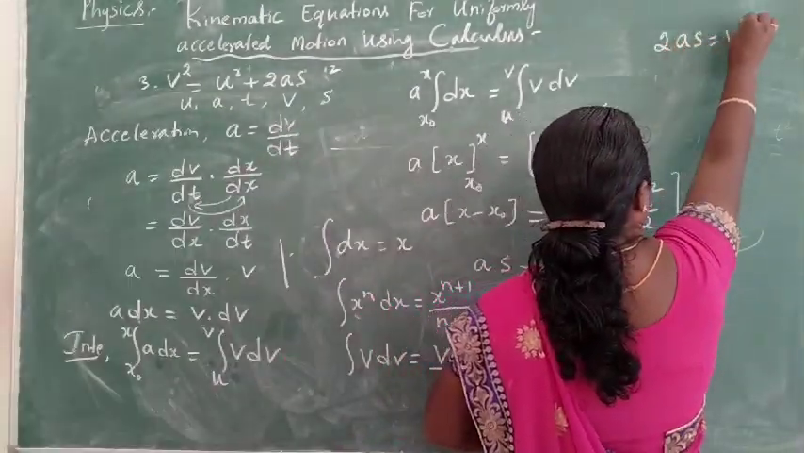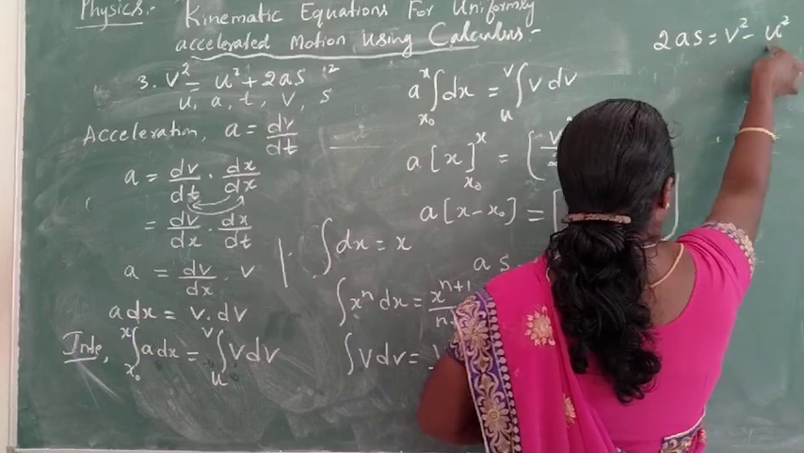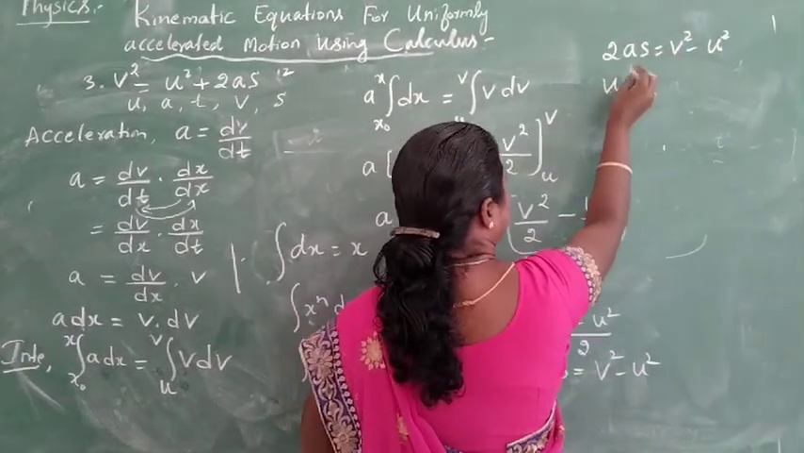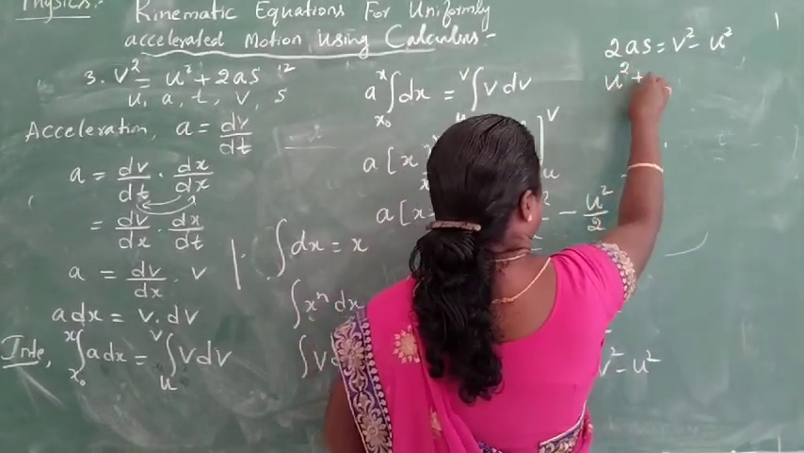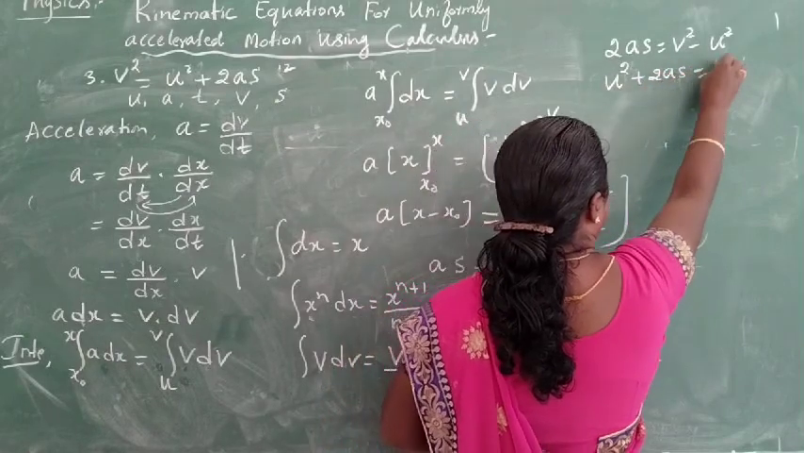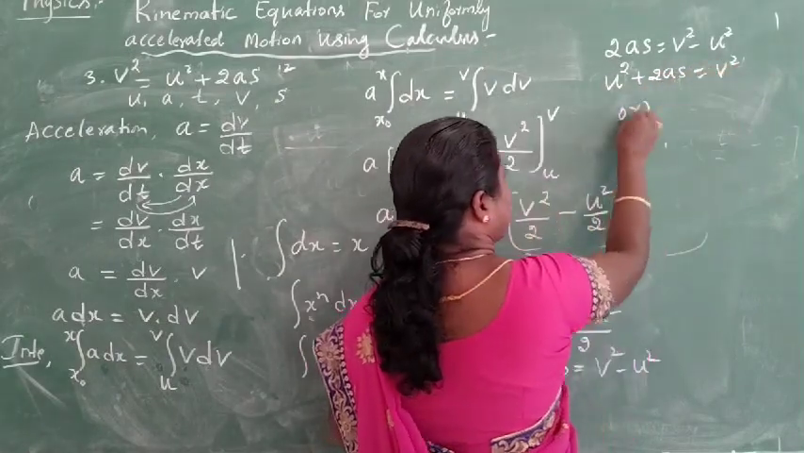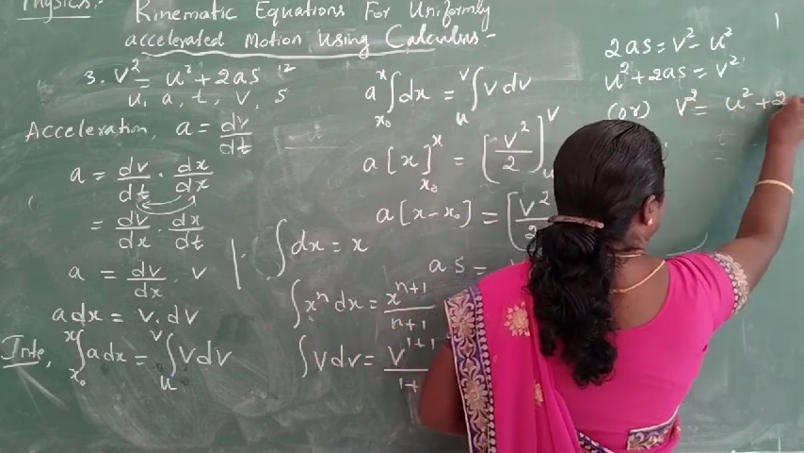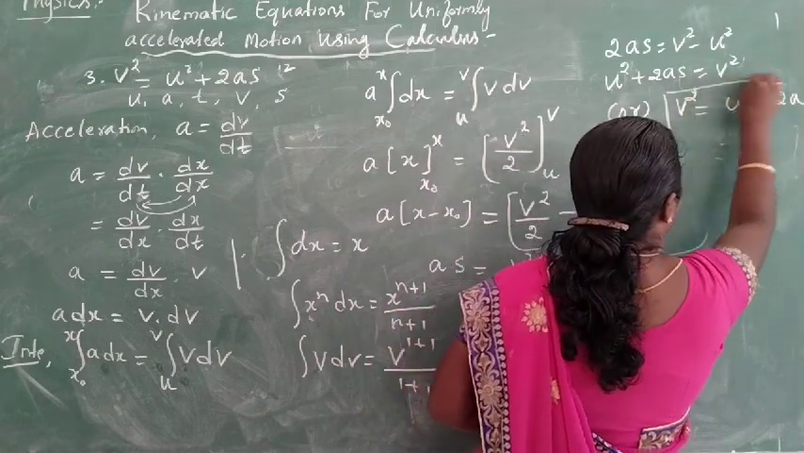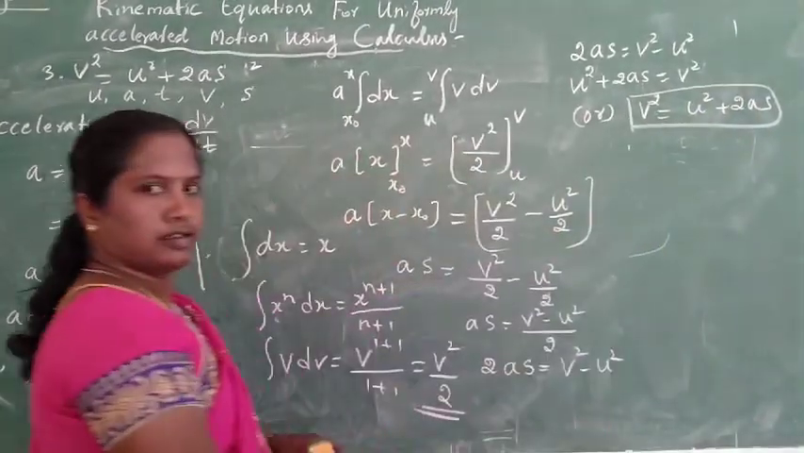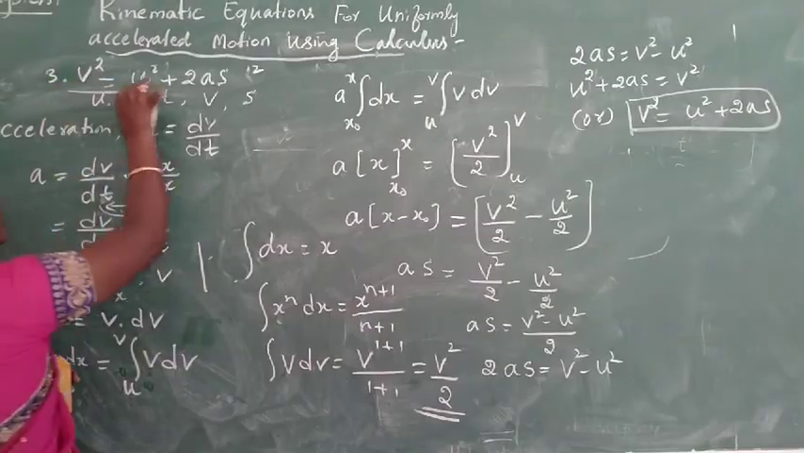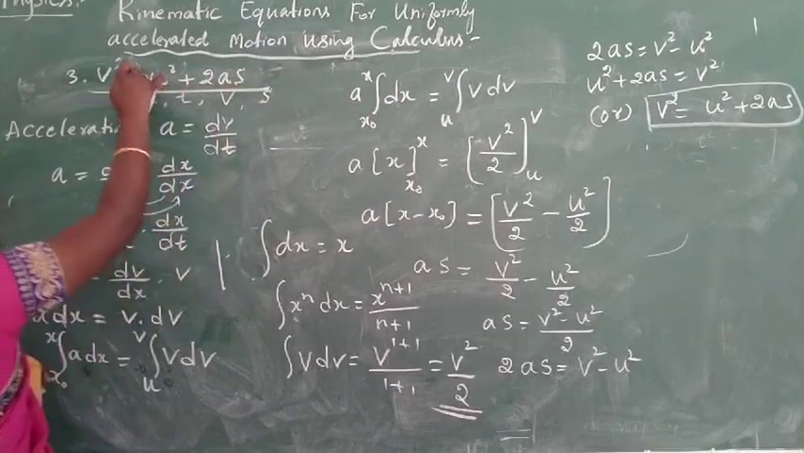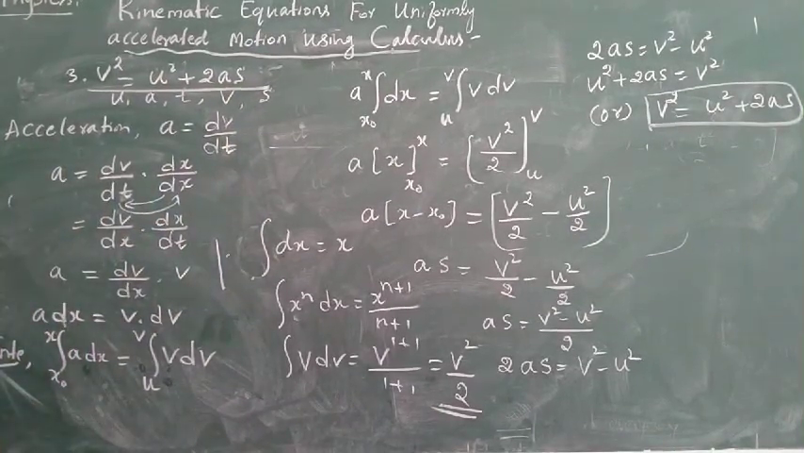2as is equal to v square minus u square. When you take minus u square to this side, it becomes positive. So u square plus 2as is equal to v square, or v square is equal to u square plus 2as. So what is the required equation? We derived this equation: v square is equal to u square plus 2as. We derived it by using the calculus method.